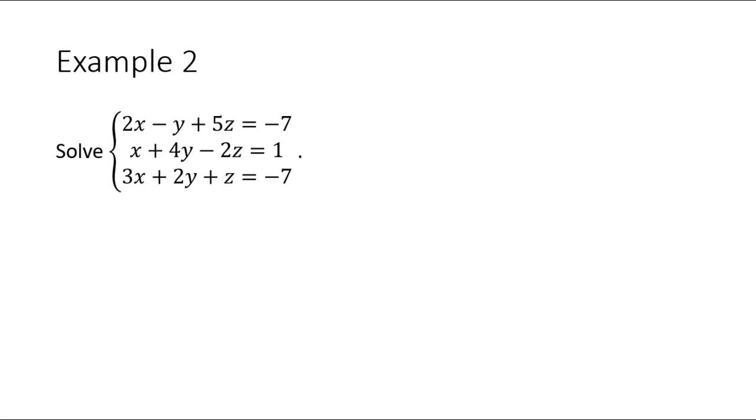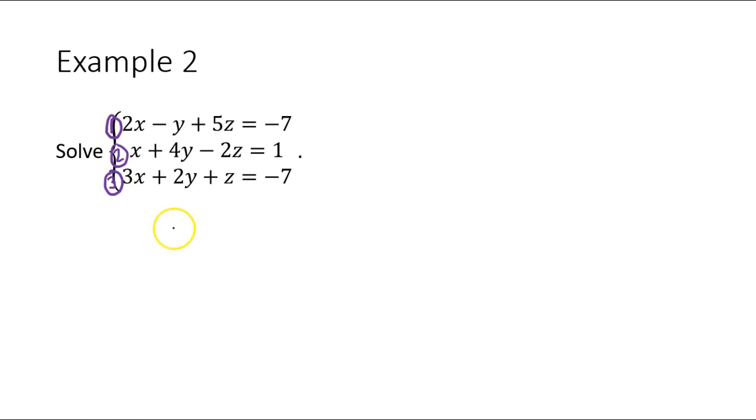Example 2, solve the system 2x minus y plus 5z equals -7, x plus 4y minus 2z equals +1, and 3x plus 2y plus z is equal to -7. Let's number each one of these equations. This will be equation 1, this will be equation 2, and this is going to be equation 3.